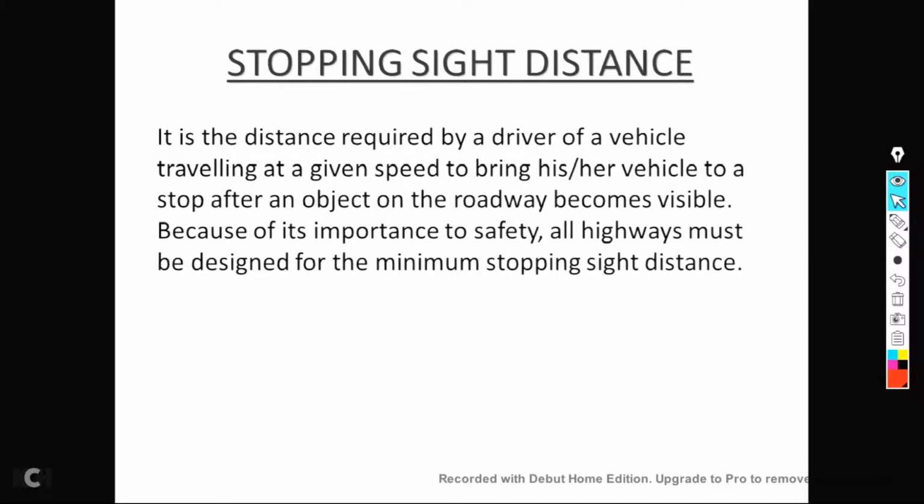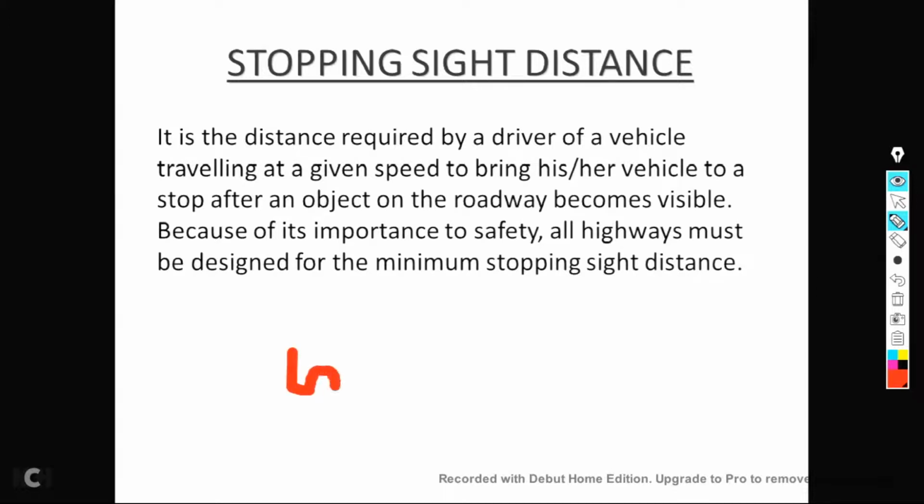So, what is stopping sight distance? It is the distance required by a driver of a vehicle traveling at a given speed to bring his or her vehicle to a stop after an object on the roadway becomes visible. And because of its importance to safety, all highways must be designed for the minimum stopping sight distance. Now, what does that definition actually mean? I can give you an example.